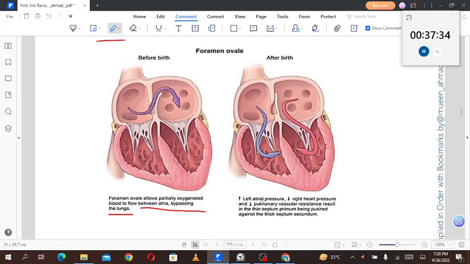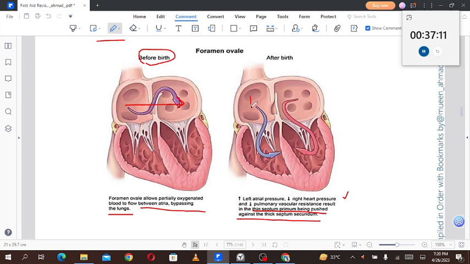Okay, increased left atrial pressure. Before birth, the right atrial blood is shunted into the left atrium. But after birth, the left atrial pressure increases and the right heart pressure decreases, and decreased pulmonary vascular resistance results in the thin septum primum being pushed against the thick septum secundum.